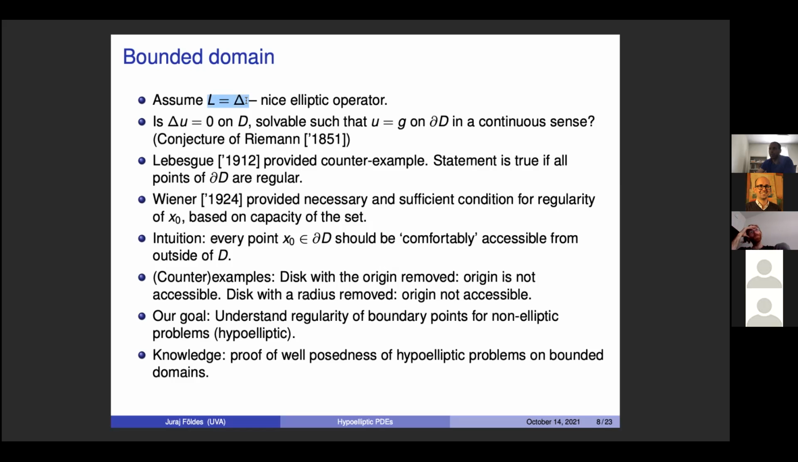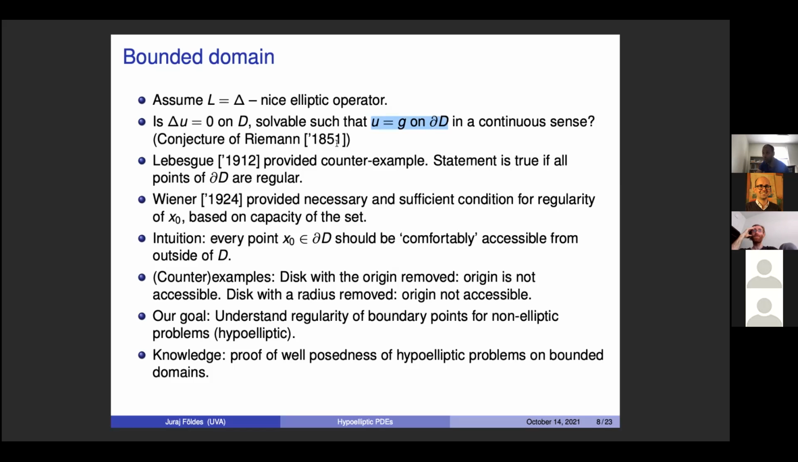So assume that we have a Laplacian, which is a nice elliptic operator, as nice as you can. And the question is: is it possible to find a harmonic function which has prescribed boundary conditions on the boundary of a domain D, and it attains the boundary condition in a continuous sense? So this was a conjecture of Riemann from 1851. You see, I cannot write just 51 because it's actually 1851, not even 1951.